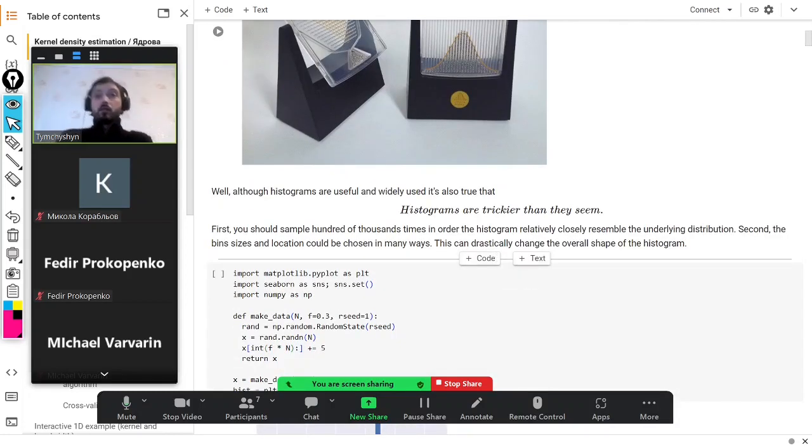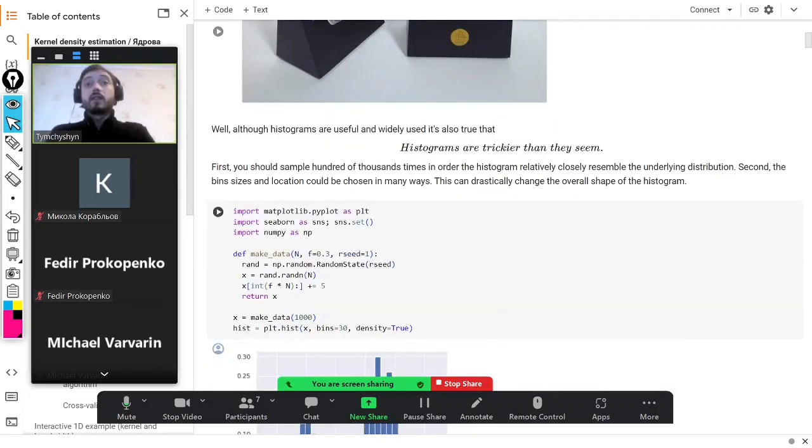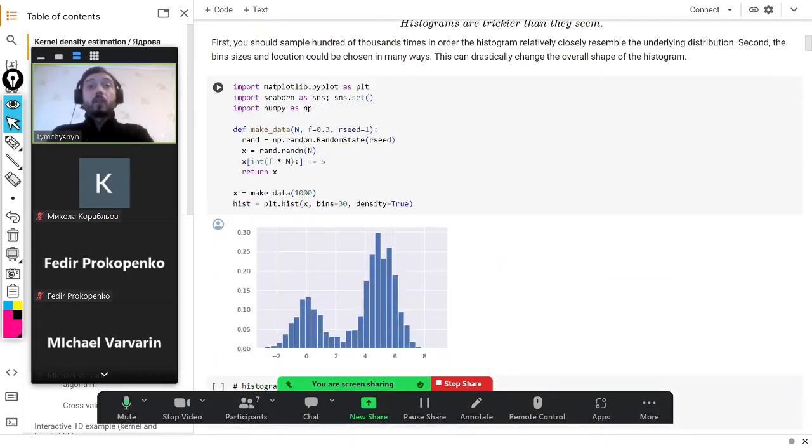Okay, histograms are widely used, but they are trickier than they seem. First, you should have many samples to get a really nice histogram. And the second thing, depending on the parameters of the histogram, with the same data you might get very different results. So let me show you a few examples so that you can better feel what are the problems with the histograms that we often have.